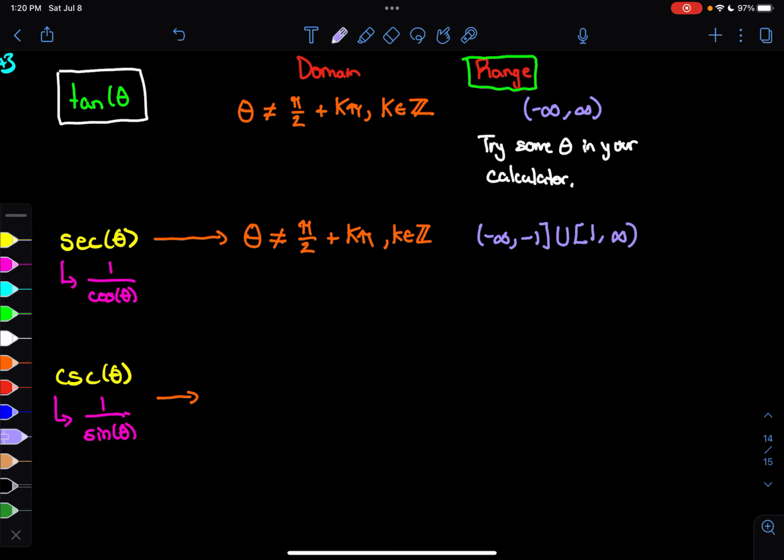Okay, because we're going to take the same approach and say, okay, well, here, where do we have problems? We have problems in the denominator when the denominator equals 0. So sine of theta equals 0 is a problem.